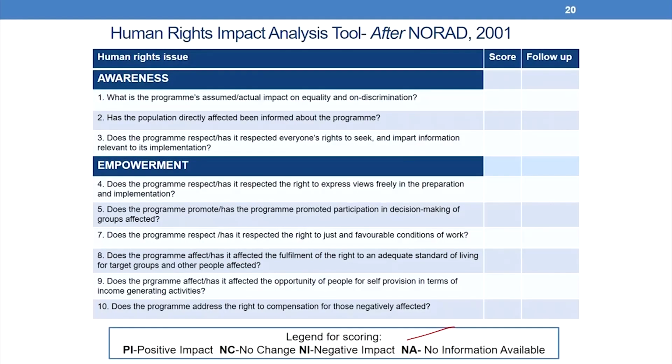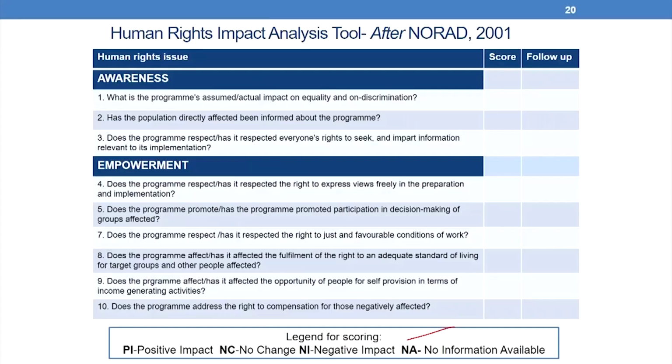Does the program promote, or has the program promoted, participation in decision making of groups affected? Does the program respect, or has it respected, the right to just and favorable conditions of work? Does the program affect, or has it affected, the fulfillment of the right to an adequate standard of living for target groups and other people affected? So, for example, I have been talking about minimum wages as some kind of a process goal. So, this question number 8 can be attributed to that process goal of ensuring minimum wages. Does the program affect, or has it affected, the opportunity of people for self provision in terms of income generating activities? Does the program address the right to compensation for those negatively affected?